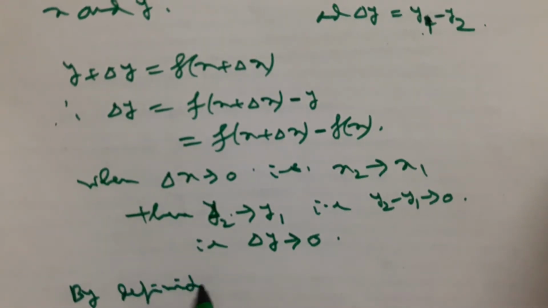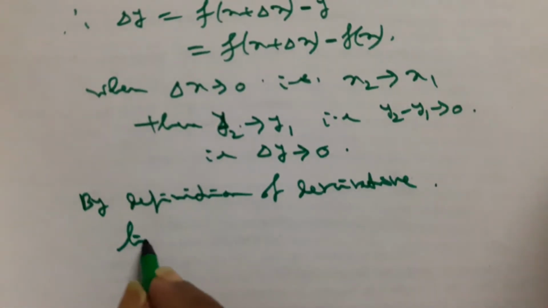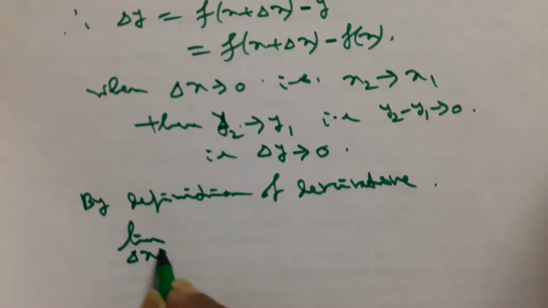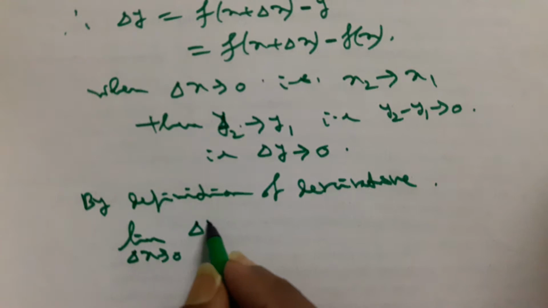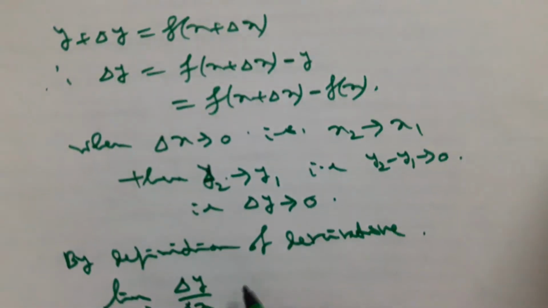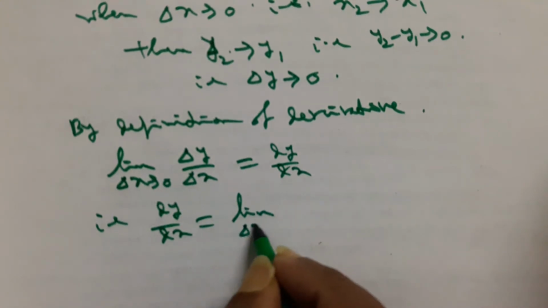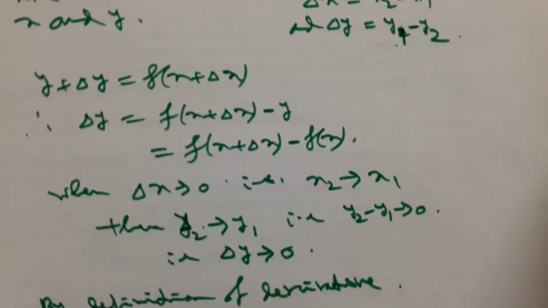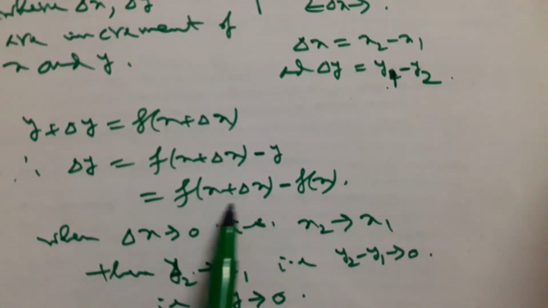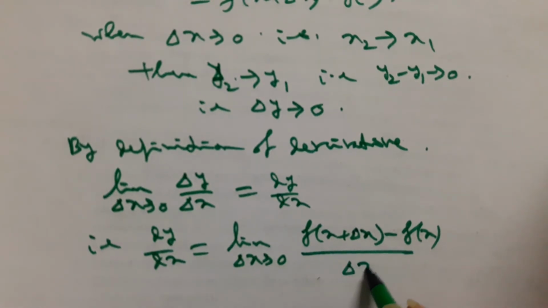By the definition of derivative, limit del x tends to 0, when del x tends to 0, we finally find the ratio del y by del x, that will be the slope of the tangent, equal to dy/dx. By definition, dy/dx equals the limit as del x tends to 0 of f of x plus del x minus f(x) by del x.